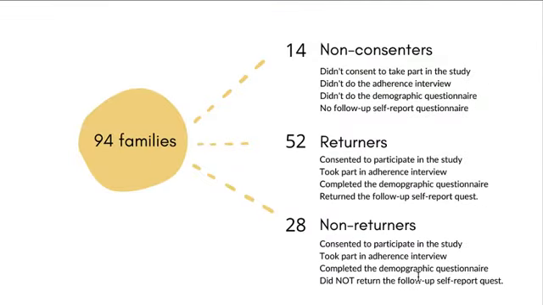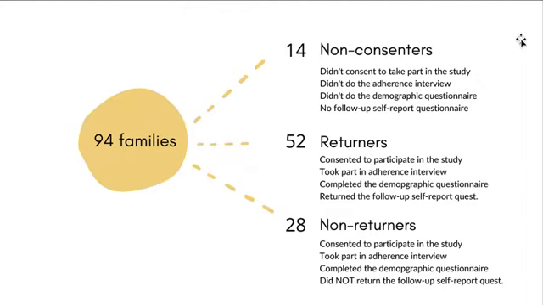So out of the 94 families, 14 did not want to take part. Okay, they didn't give their consent, they didn't do the interview, they didn't do the questionnaire, so there was no follow-up self-report questionnaire. Okay, so these are the people who are most likely to not adhere.